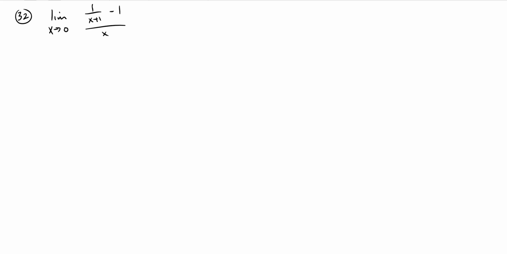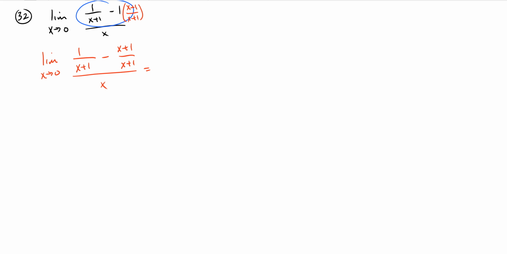Okay, number 32. Limit as x approaches 0, 1 over x plus 1 minus 1 over x. Once again, right away we see that since there's an x in the denominator and we're trying to evaluate it at 0, that's not going to work. So the first thing I'm going to do is get a common denominator on the top, by multiplying the negative 1 by x plus 1 over x plus 1. That's going to give me the limit as x approaches 0 of 1 over x plus 1 minus x plus 1 over x plus 1, all over x.